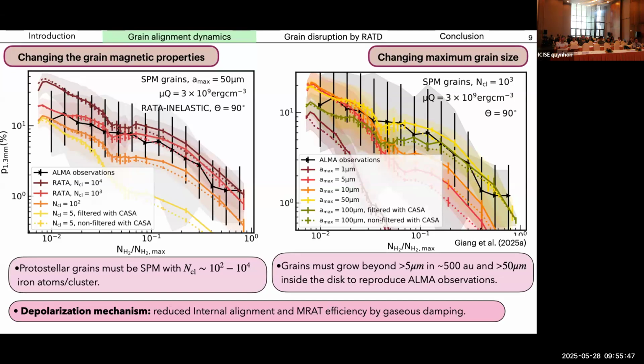And the second point is that we see that with the old model of the grain's magnetic properties and maximum grain size, the polarization fraction always reduced toward the inner region. So we suppose that the reduced internal alignment and the RAT mechanism will be the reason behind the depolarization effects also within the 1000 AU of young stellar objects.